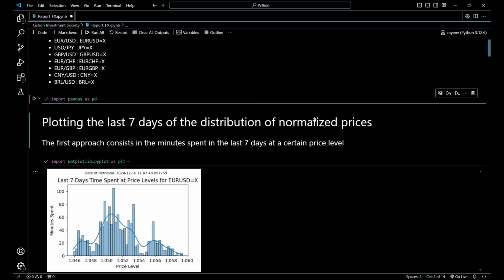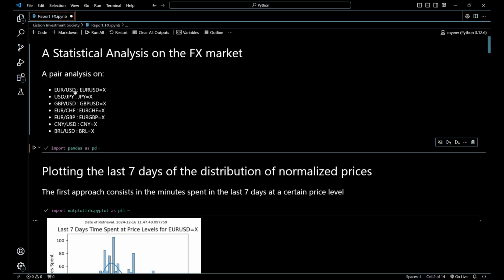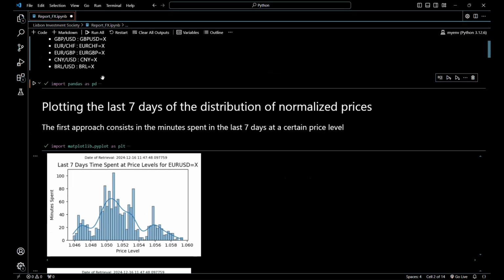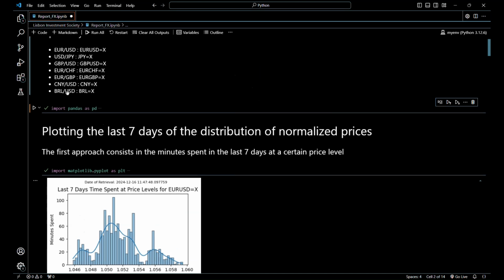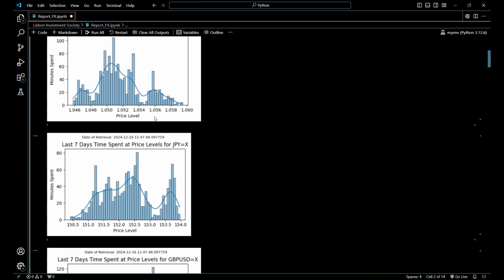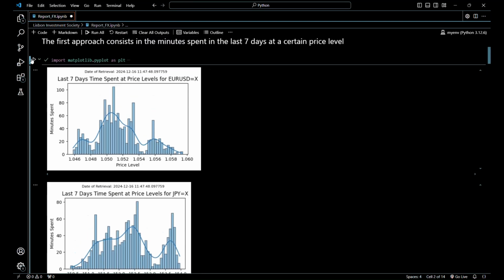So we're going to do an analysis over euro dollar, dollar against the yen, pound against the dollar, euro against the Swiss franc, euro against the pound, and then we've got renminbi against the dollar, and Brazilian real against the dollar. So here it's actually the opposite. It's actually USD against BRL, so I'm going to change this. And here is also USD against CNY, if I'm not mistaken, so I also have to change that. But disregarding that completely, we're just going to go through the code.